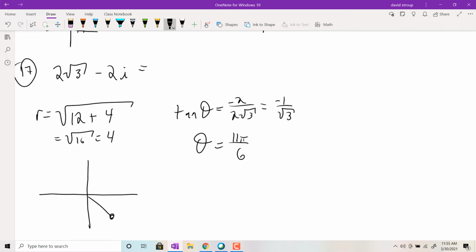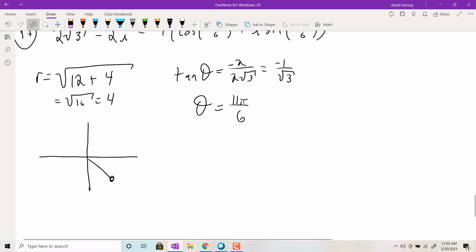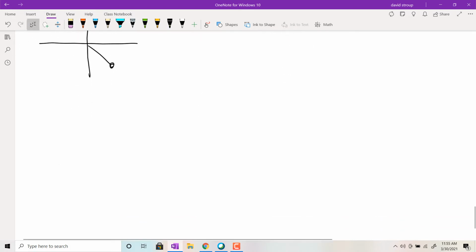Okay, then we could just fill in the material here. So it's 4 times cosine of 11 pi over 6 plus i sine of 11 pi over 6. Okay. And there it is. Okay, let's work with going in the other direction now. So we'll begin with the polar form and then go to rectangular. Okay, so convert to rectangular.